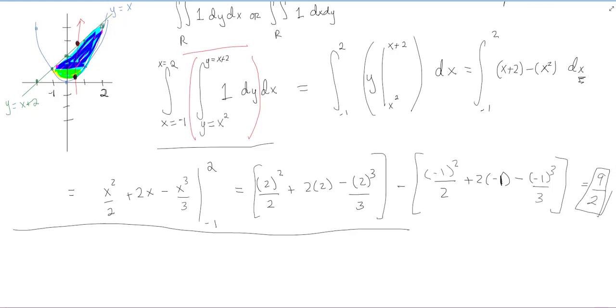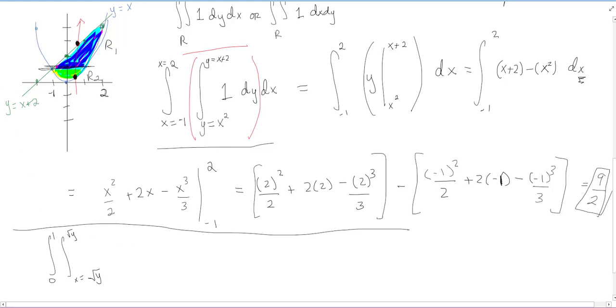Okay, and then the split would be right here. So you would have to call this one R1, and you would call this bottom one R2. You can check if you want to. That would look like x goes from negative square root of y to positive square root of y, and then y goes from 0 to 1.